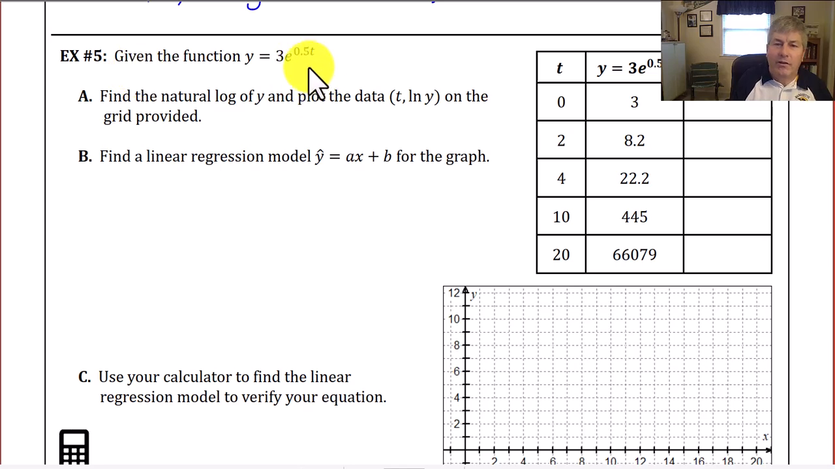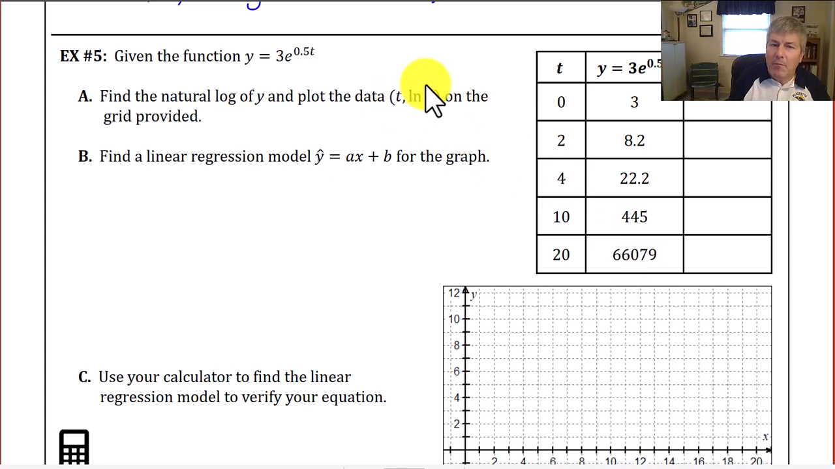Speaking of your calculator, you're going to want your calculator for example 5. We're going to use the table value, the tables. We're going to use the stat and find a regression. So we're going to have some really good calculator stuff in example 5 here. A says, find the natural log of y and plot the data t, natural log of y on the grid provided. So in A, we're given some t values, which we would put into our function, and we'd get these outputs of 3 and 8.2 and so forth.